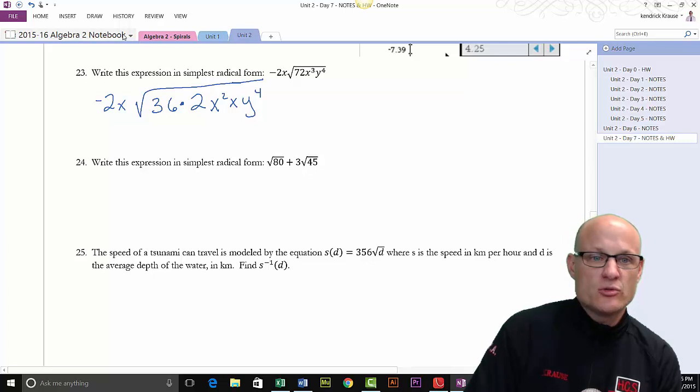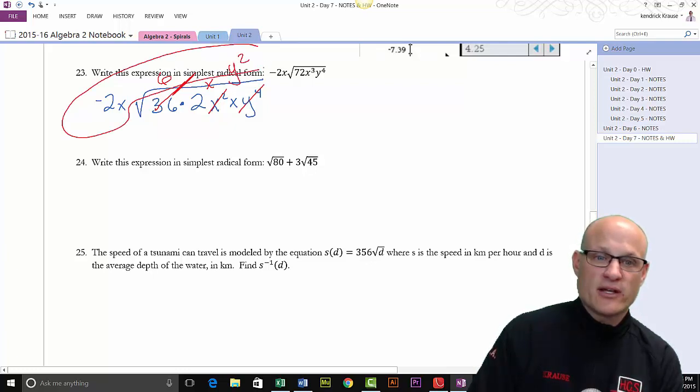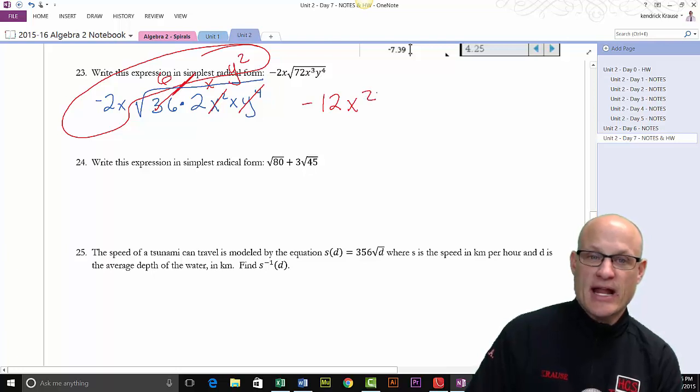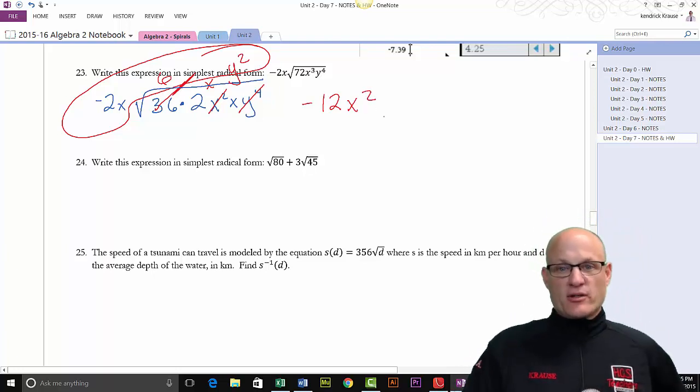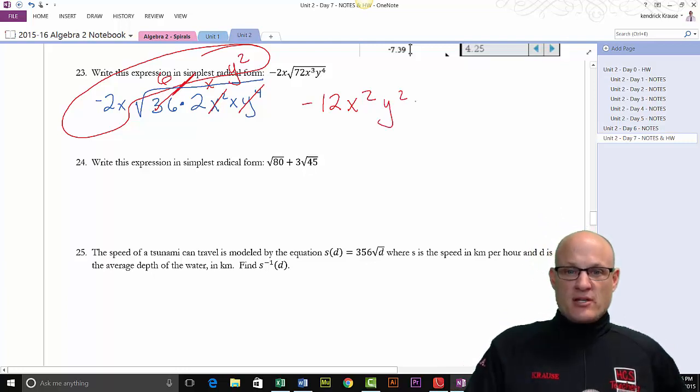Let me grab my other tool. Square root of 36 is 6. Square root of x squared is x. The square root of y squared is y, or y to the 4th is y squared. So I'm going to put all of this together, and I get -12 x squared, because I got an x on the outside and an x that I took out, y squared. Square roots of 2x.